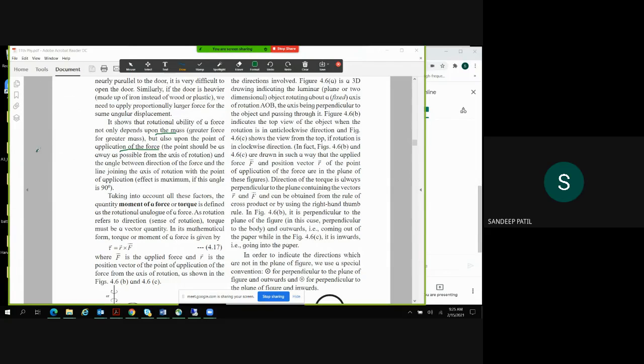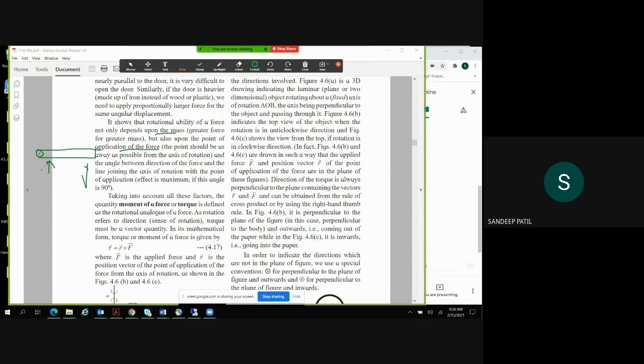So in this door example, we know that instead of applying force here near this axis, right? This is the axis of rotation. We should apply force here, right? Because the point should be as far as possible from the axis of rotation, and the angle between the direction of the force and the line joining the axis of rotation with the point of application, the effect is maximum if the angle is 90 degrees.